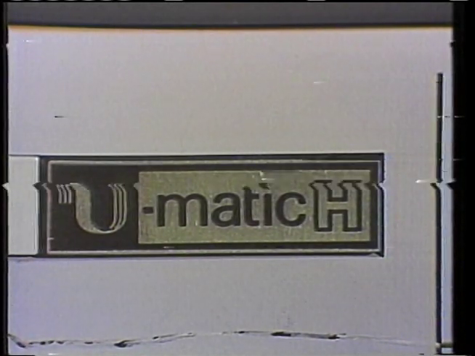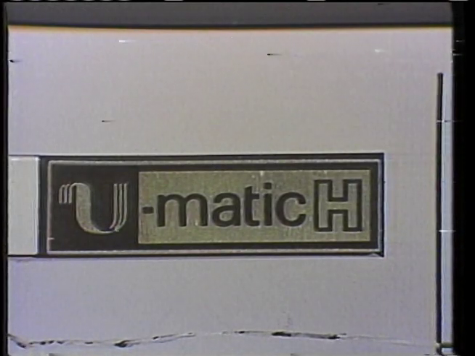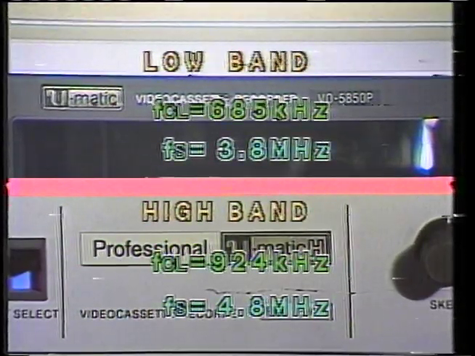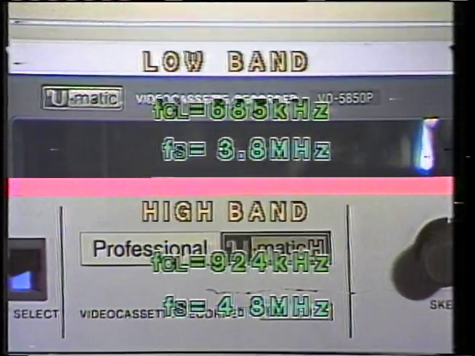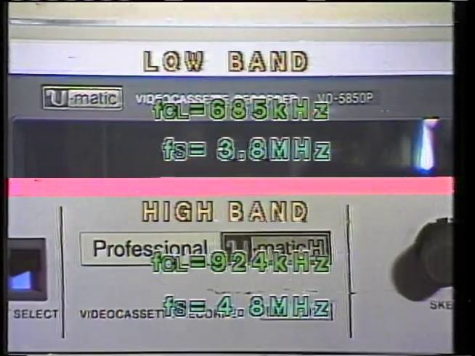This is called high band and is indicated with an H next to the U-Matic logo. There are FCL differences between the high band and the regular low band, which means that tapes cannot be interchanged. If the tapes are mixed, color will be lost during playback.